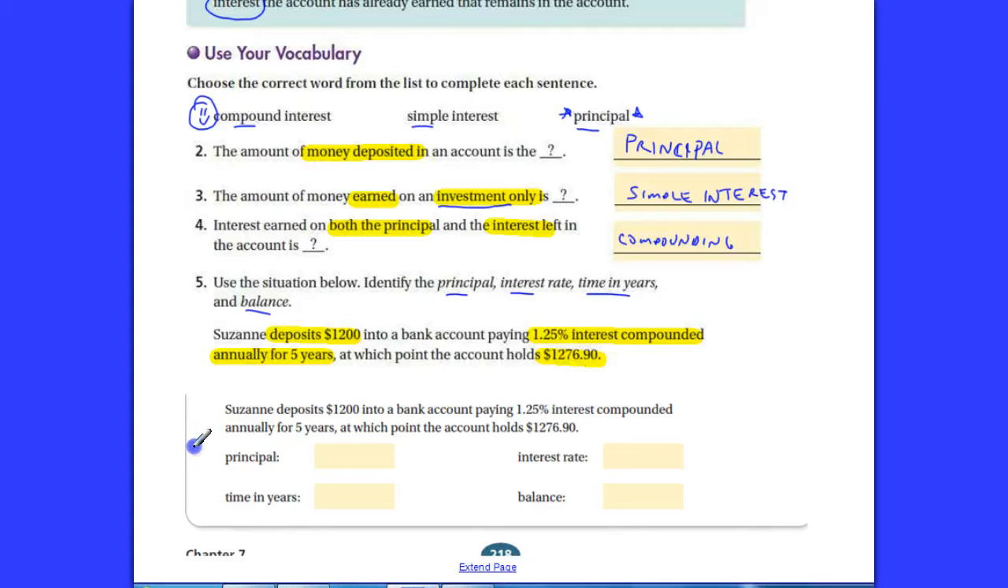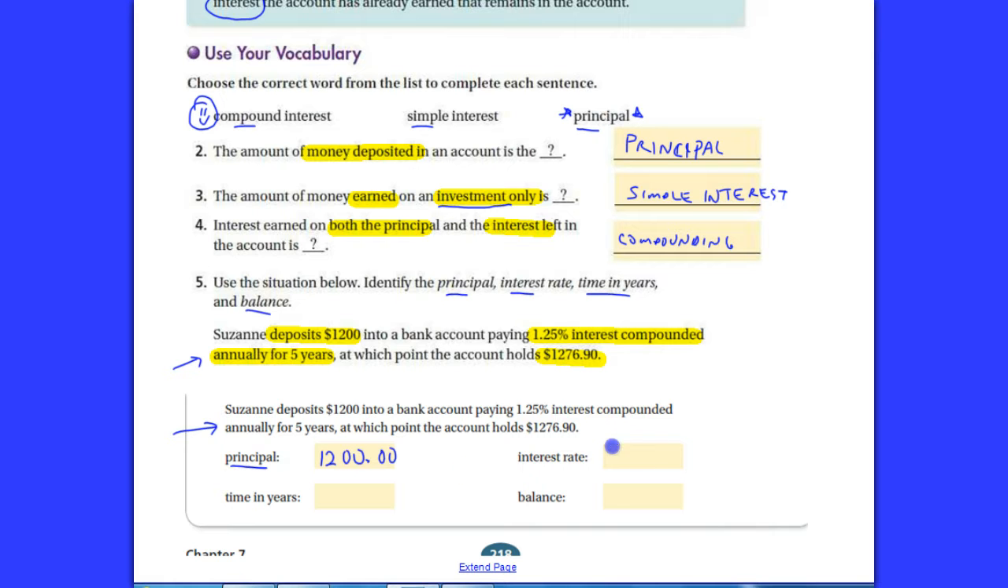Okay, right now we're just identifying the pieces of this, okay? So let's just fill in the blanks here. The principal, what's the principal in this situation? In the situation, the principal is the initial deposit. So the initial deposit was $1,200. Okay, so that is called principal. You need to know that.